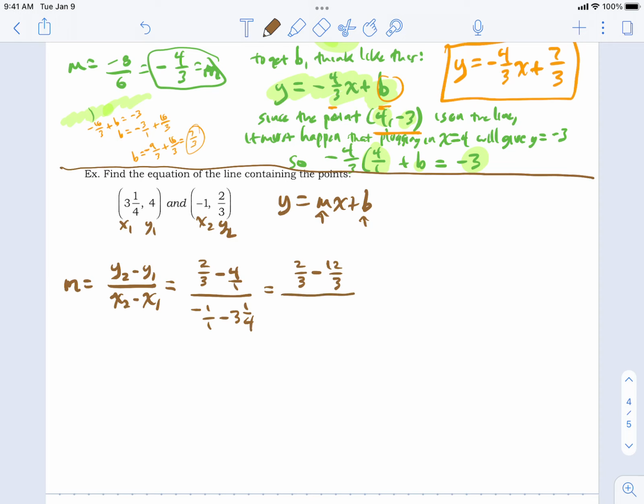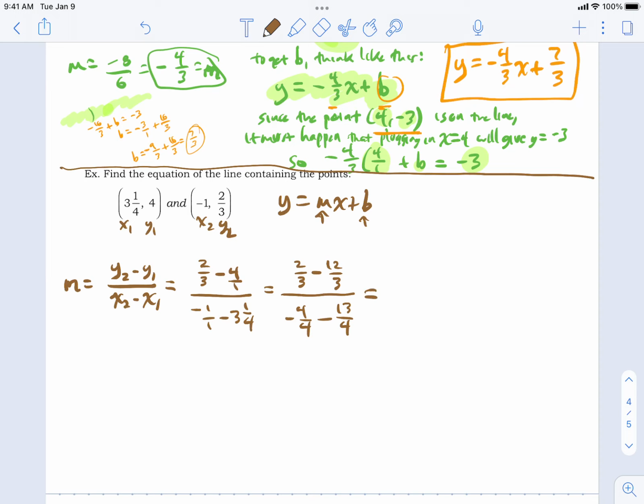So I'll have 2/3 minus, multiplying the 4 and the 1 by 3 gets me 12 over 3. That's up there. On the bottom, if I do the fraction on the right first, 4 times 3 is 12 plus 1 is 13. That's 13/4. And so I know that the -1 over 1 I should multiply by 4 over 4 and make that -4 over 4. I needed a common denominator of 4.